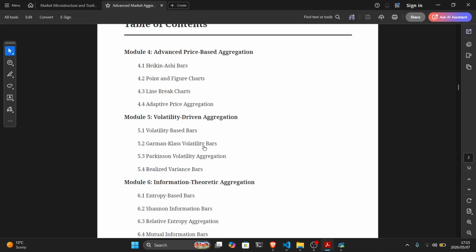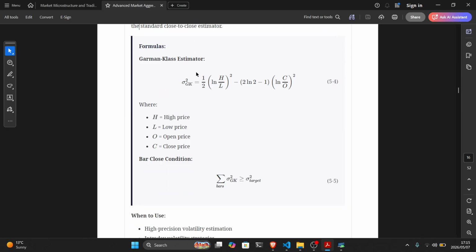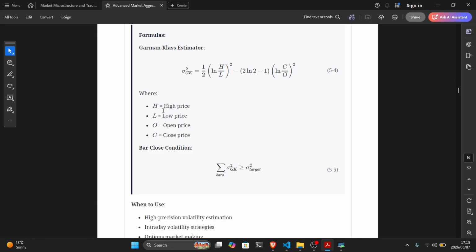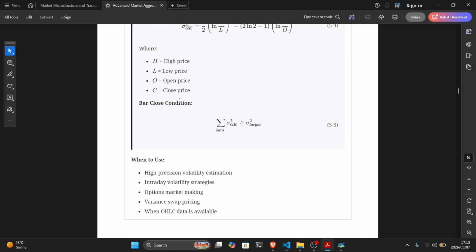Garman-Klass volatility bars. Now, what is a Garman-Klass volatility bar? Garman-Klass volatility bars use the Garman-Klass estimator, which is approximately 8 times more efficient than the standard close-to-close estimator. The formula: the Garman-Klass estimator is defined as sigma sub GK squared equals 1 over 2 times the natural log of H over L squared, minus 2 times the natural log of 2 minus 1 times the natural log of C over O squared, where H is defined as high price, L is defined as low price, O is defined as open price, and C is defined as close price.